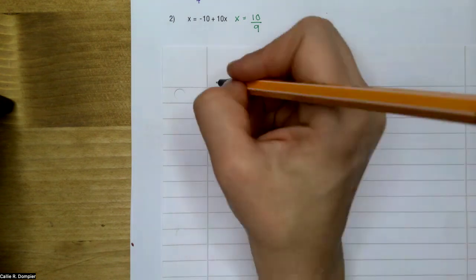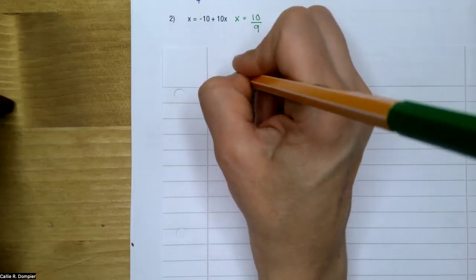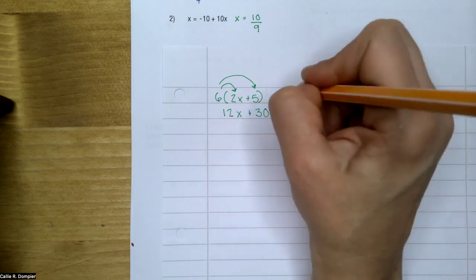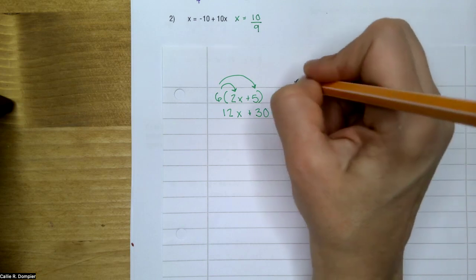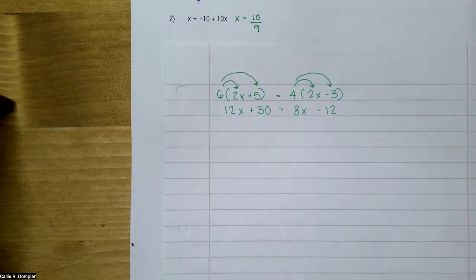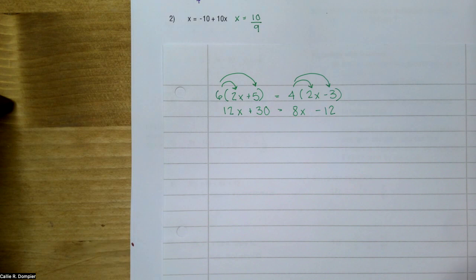Now I'm going to distribute that 6. 6 times 2x becomes 12x. 6 times a 5 is 30. That 4, I'm going to distribute. 4 times 2x is 8x. And then 4 times a negative 3 is minus 12. Now we just have two variables and two constants. We're just going to move them around.